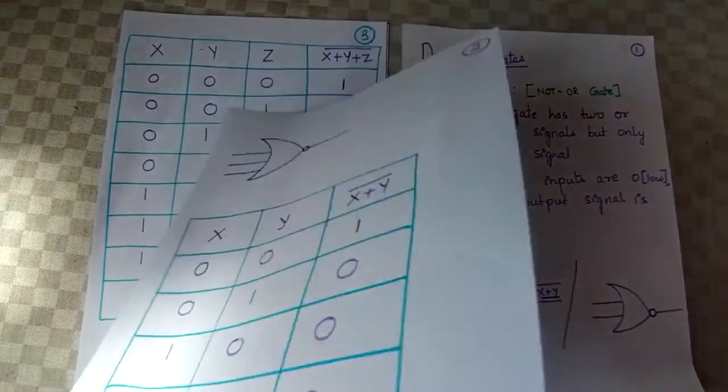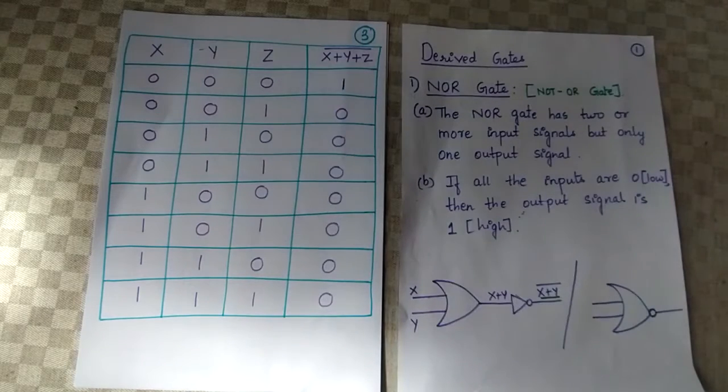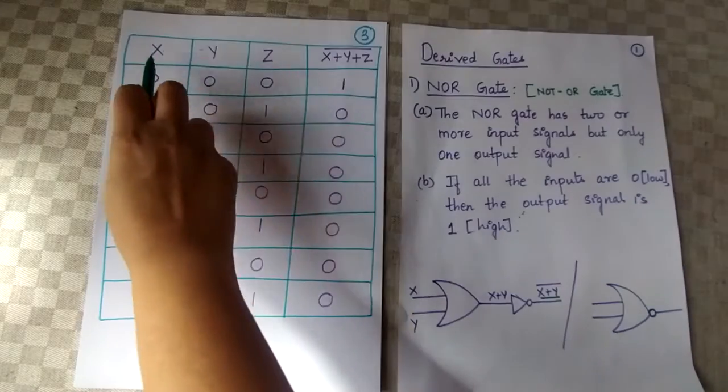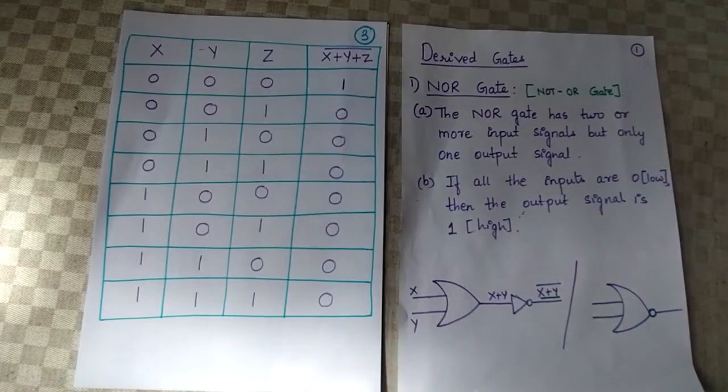Next we shall see the 3 input NOR gate. I am taking 3 variables x, y, z. If there are 3 inputs, we get a total of 8 combinations of values.